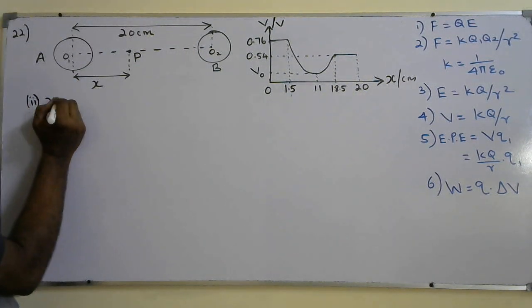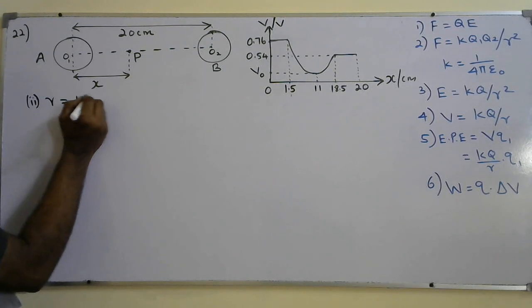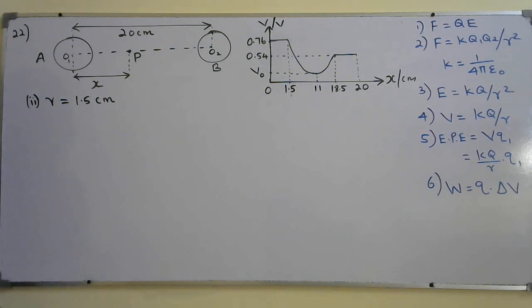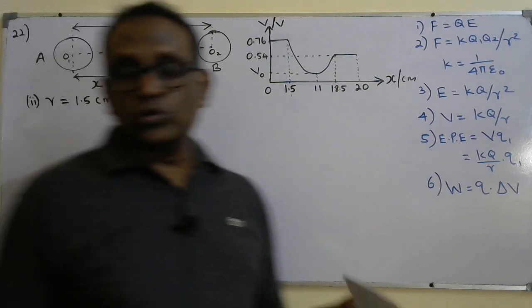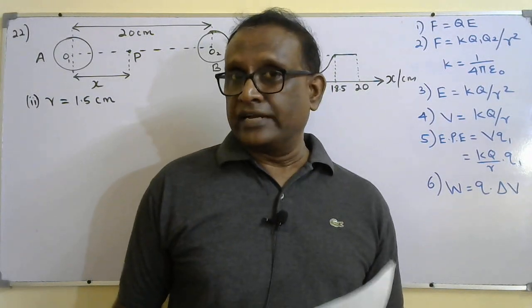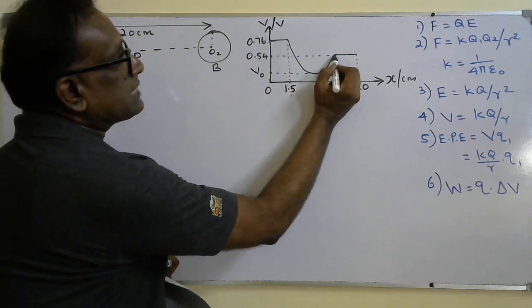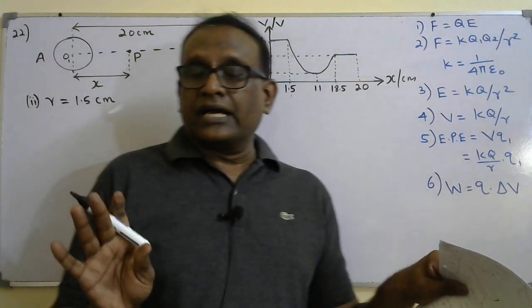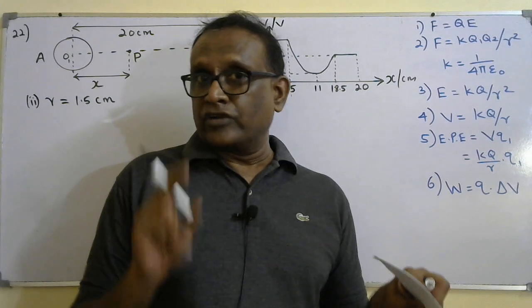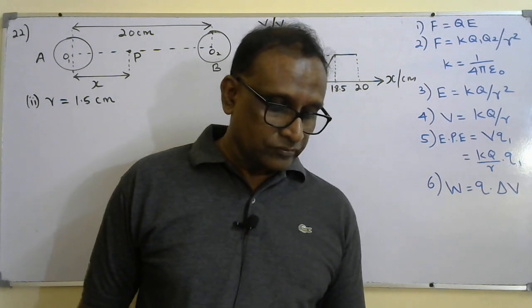Here also, 20 minus 18.5 is the radius. So for the second part, they asked to state the radius. The radius is equal to 1.5 centimeter. Both are identical spheres with the same radius, 1.5 centimeter. How do we determine that? The potential is constant everywhere inside the metal sphere, from the center to the surface.